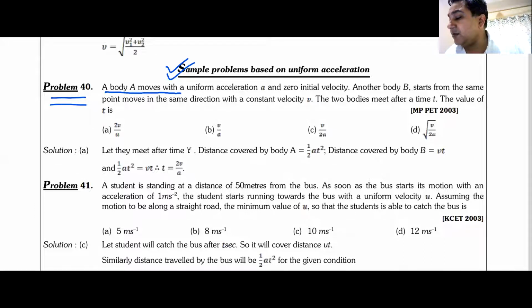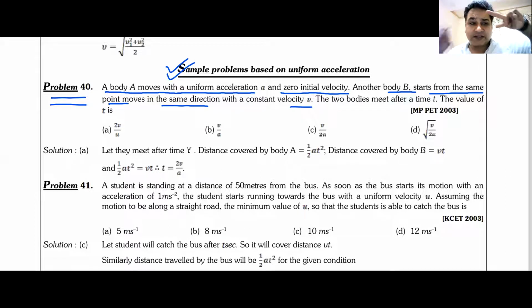A body A moves with a uniform acceleration and 0 initial velocity. Another body B starts from the same point, moves in the same direction with a constant velocity v. So there are 2 bodies A and B. A starting from rest, moving with an acceleration a, B starting with a uniform velocity v. The 2 bodies meet after time t. You have to find out the value of time t.